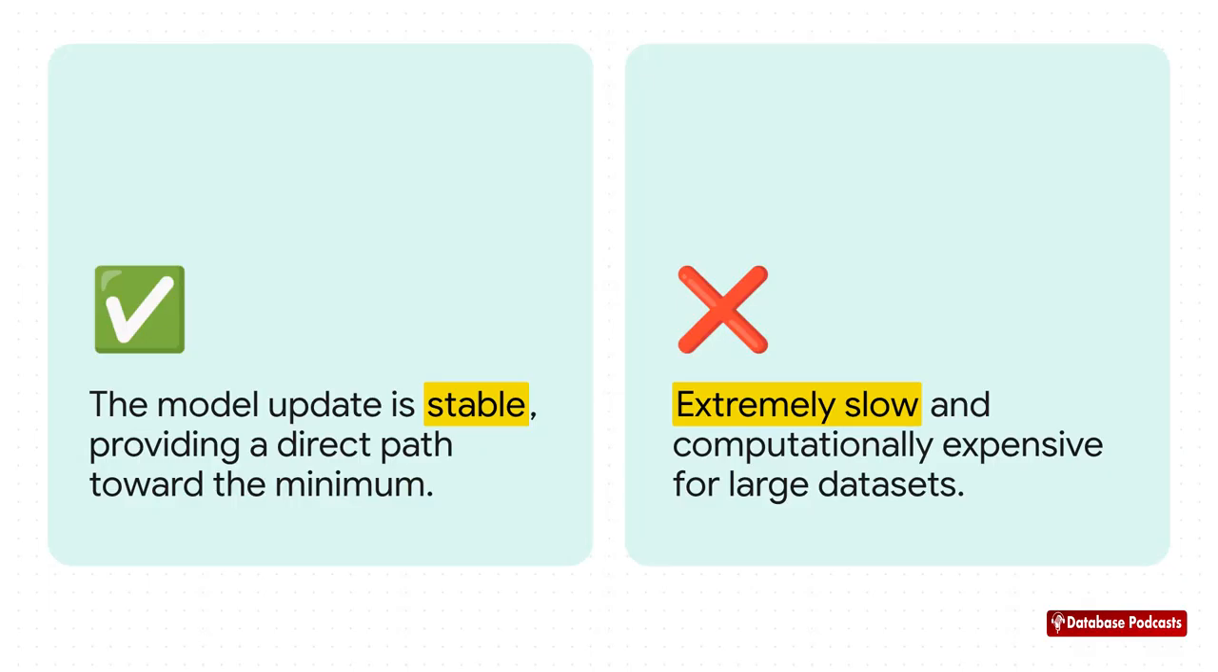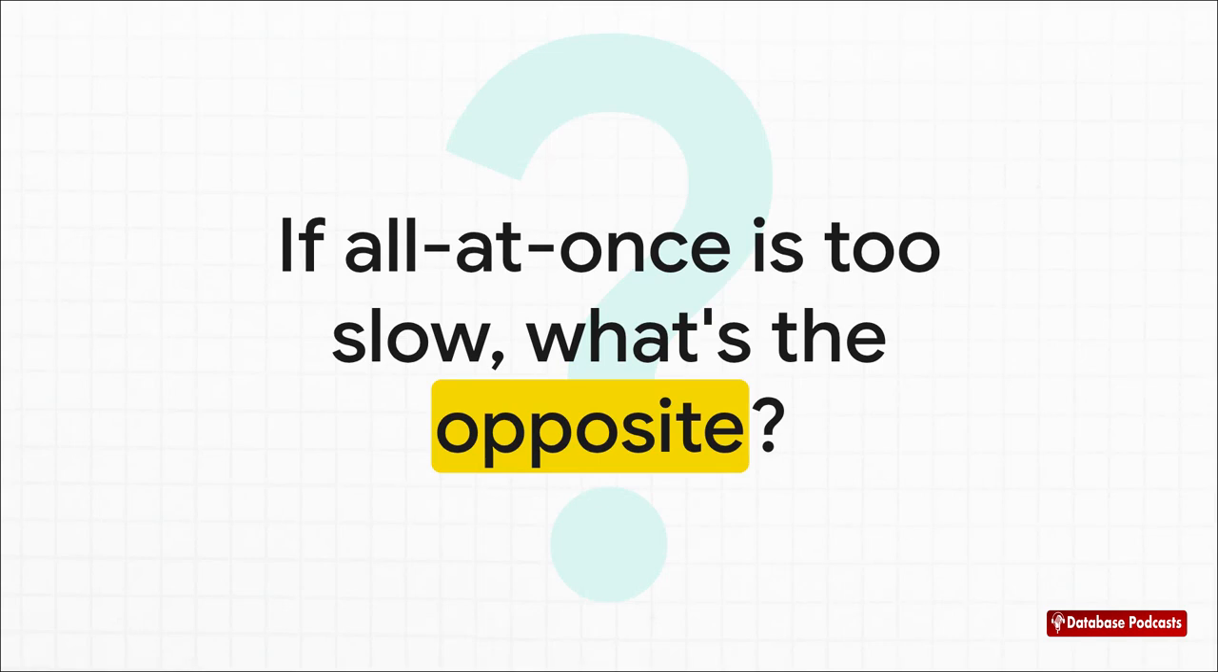Now, here's the really interesting trade-off. That single step you take, it's very, very accurate. It points you directly toward the bottom of the mountain, giving you a really smooth, stable path. But the cost? It's incredibly slow, and it eats up a ton of memory. For the millions of data points we use today, stopping to read the entire map for every single step, well, it's just not practical. So if that's just too slow and deliberate, it kind of begs the question, right? What happens if we do the exact opposite? Is there a faster, more reactive way to get down this mountain?